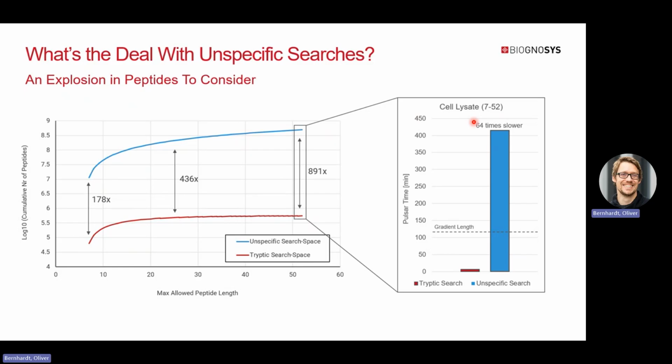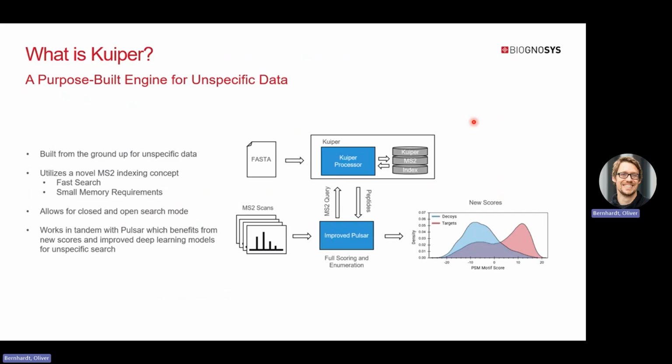So the thing we came up with for improving this is what we call Kyper. It's our new search engine that was built from the ground up, basically, as an unspecific search engine. We took the idea of a novel MS2 indexing concept and thought, how would a search engine look that is purpose-built on the idea of unspecific search spaces? What we came up with is, as I already mentioned, Kyper, and it's integrated in directDIA in a way that it's basically working together with Pulsar.